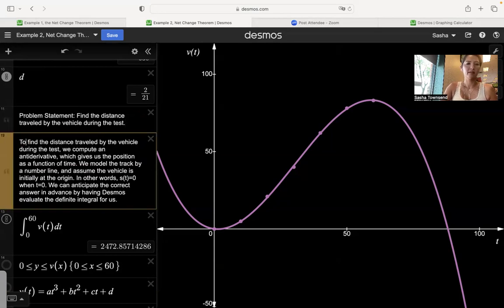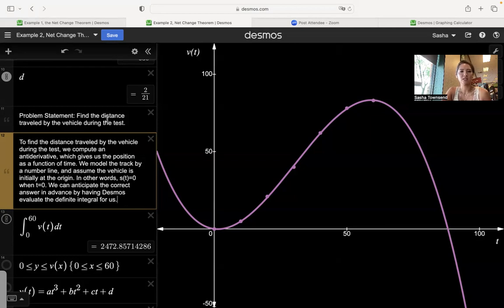So we'll say then to do that, we compute the antiderivative, which gives us the position as a function of time up to a constant. And then we'll model the track by a number line and assume the vehicle is initially at the origin. So we'll assume s of t equals 0 at t equals 0. And then we can anticipate the correct answer in advance by having Desmos evaluate the definite integral for us.